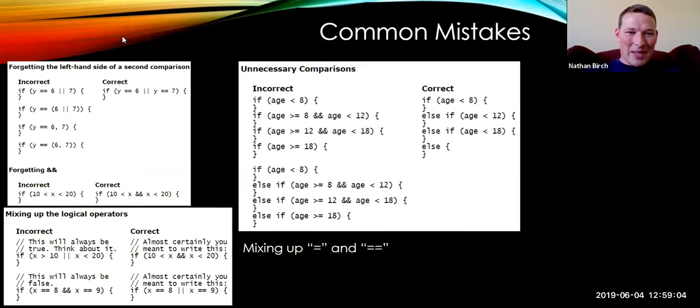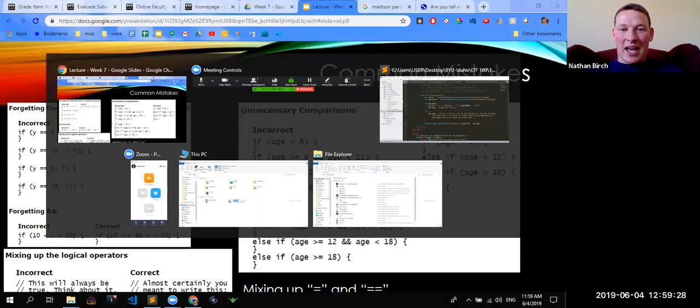We already talked about some of these with these if statements. So, forgetting the left-hand assignment. I got a couple of emails about this actually. Right here, I can't just say if y is equal to 6 or 7. That makes perfect sense in English. But in JavaScript, we have to explicitly say if y is equal to 6 or y is equal to 7.